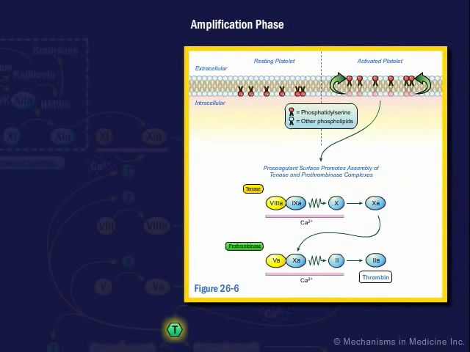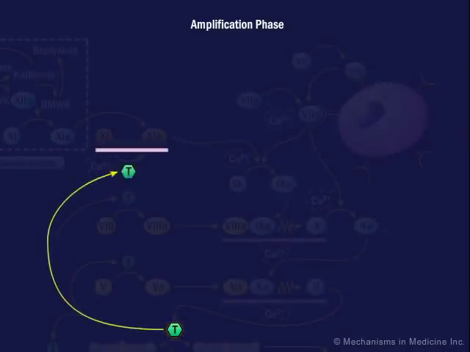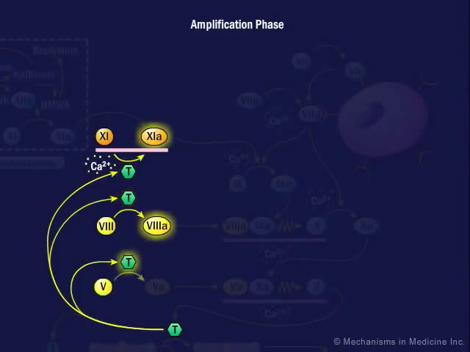This small amount of thrombin formed during initiation of coagulation activates platelets, exposing a negatively charged membrane surface and stimulating the release of factor 5 from alpha granules. Details are shown in figure 26.6. This small amount of thrombin also activates factor 11, factor 8, and factor 5.